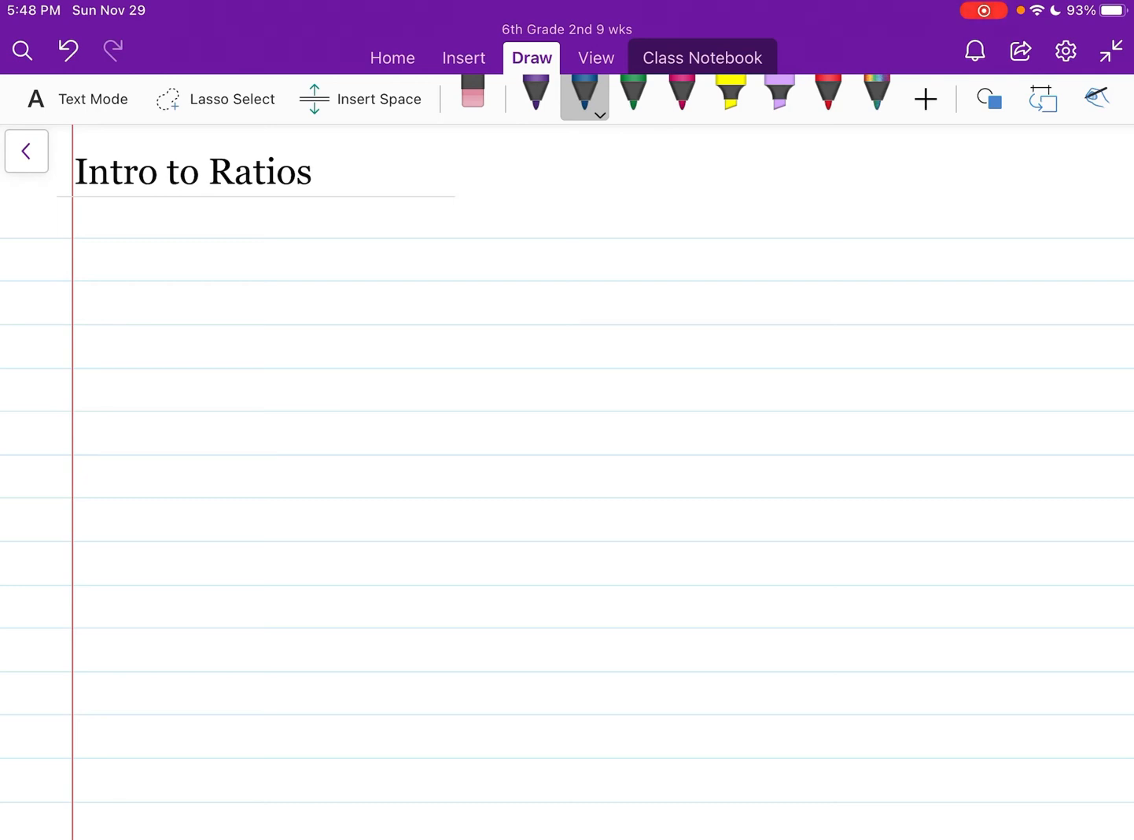So ratios are just us comparing numbers or comparing items. That's all it is. So ratios compare two items.